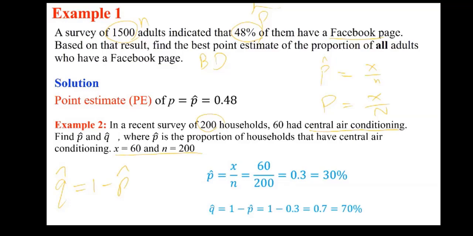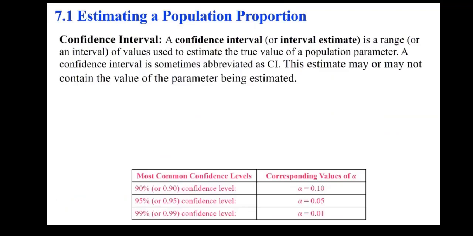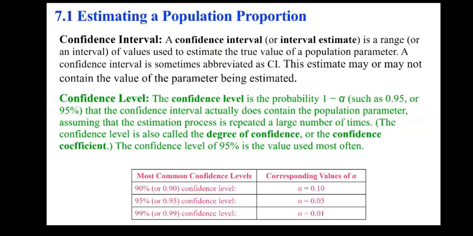Let's look at some more concepts so we can move on. A confidence interval or interval estimate is a range or an interval of values used to estimate the true value of a population parameter. A confidence interval is sometimes abbreviated as CI. This estimate may or may not contain the value of the parameter being estimated. The confidence level is the probability 1 minus alpha, such as 0.95 or 95%, that the confidence interval actually does contain the population parameter, assuming that the estimation process is repeated a large number of times. The confidence level is also called the degree of confidence or the confidence coefficient. The confidence level of 95% is the value used most often.